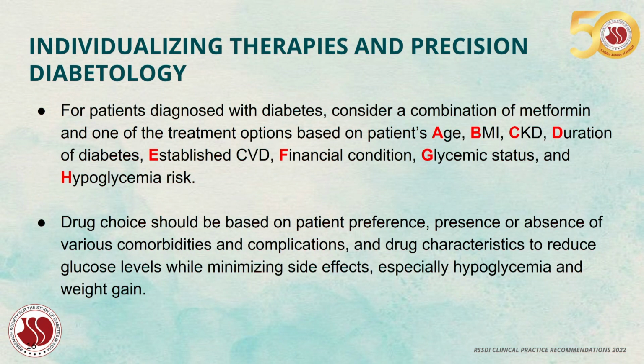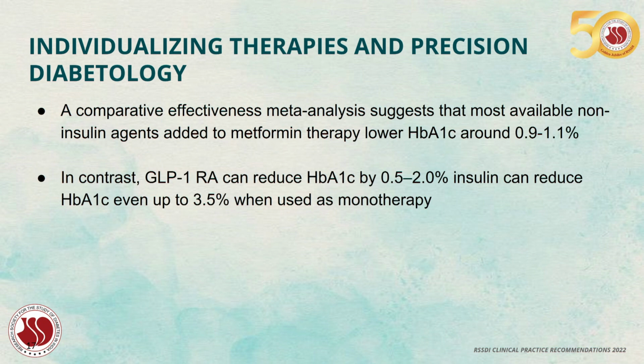So for people diagnosed with diabetes, you have to consider a combination of metformin and one more treatment option based on the ABCDEFGH approach. How we apply this approach, I will show you in the next slides. The drug choice should be based on patient preference, the presence or absence of various comorbidities and complications, the drug characteristics, the A1C lowering capacity, and so on. So you have to have a patient-centric approach finally when you are choosing a therapy.